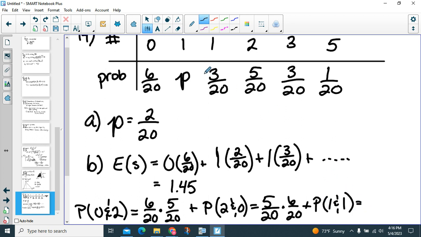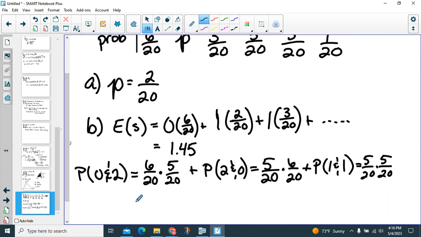Well, the probability of getting a 1 is actually, we have 2 1s on there. One's 2 out of 20 and one's 3 out of 20. So that's actually a total of 5 out of 20. And then, of course, getting a 1 again would be 5 out of 20. So you add all of these things up, 6 out of 20 times 5 out of 20, plus 5 out of 20 times 6 out of 20, plus 5 out of 20 times 5 out of 20. So this is 30 over 400 plus 30 over 400 plus 25 over 400. That's going to be 85 over 400.